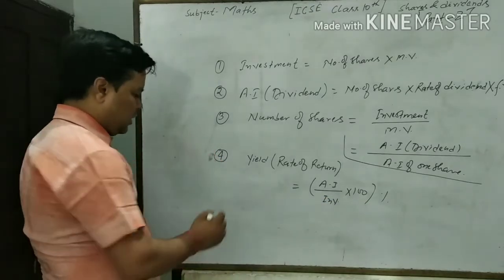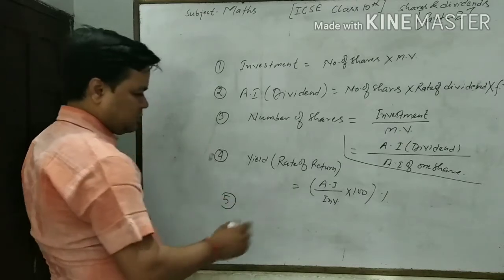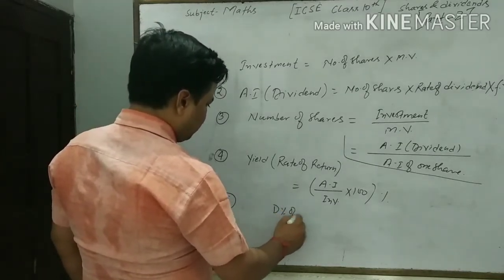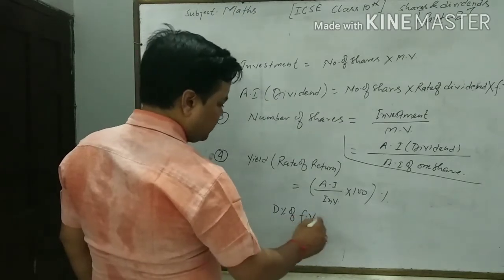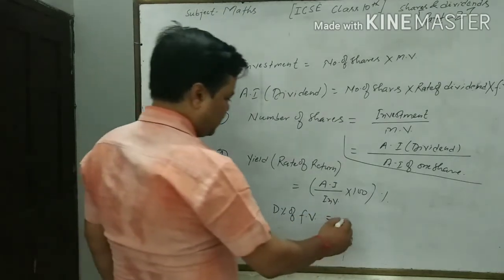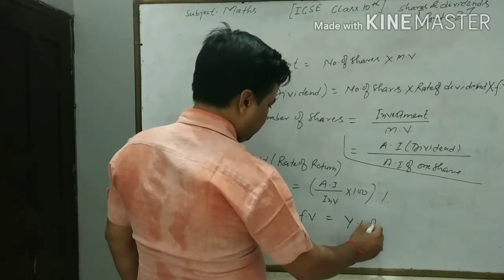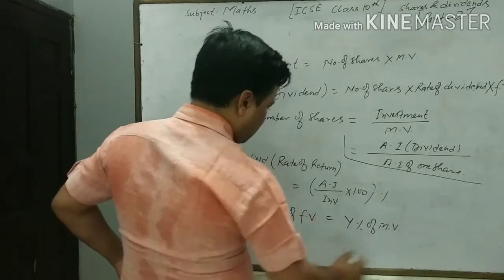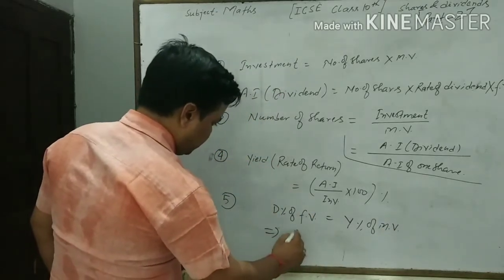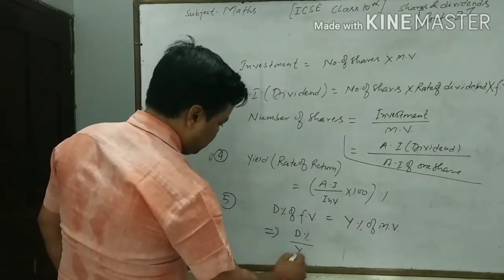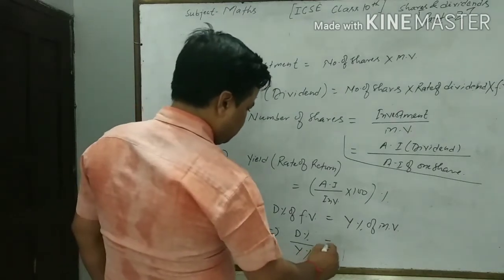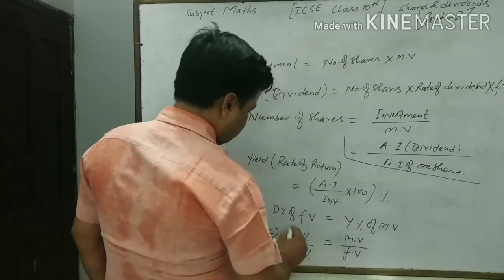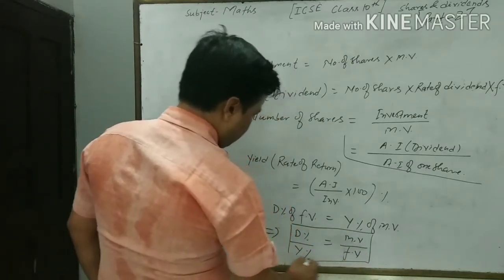And the last formula is this one. Remember it. This is very important. Dividend percent of face value is equal to yield percent of market value. Okay. Or we can write it this way: dividend percent upon yield percent is equal to face value upon market value. This is also very important.